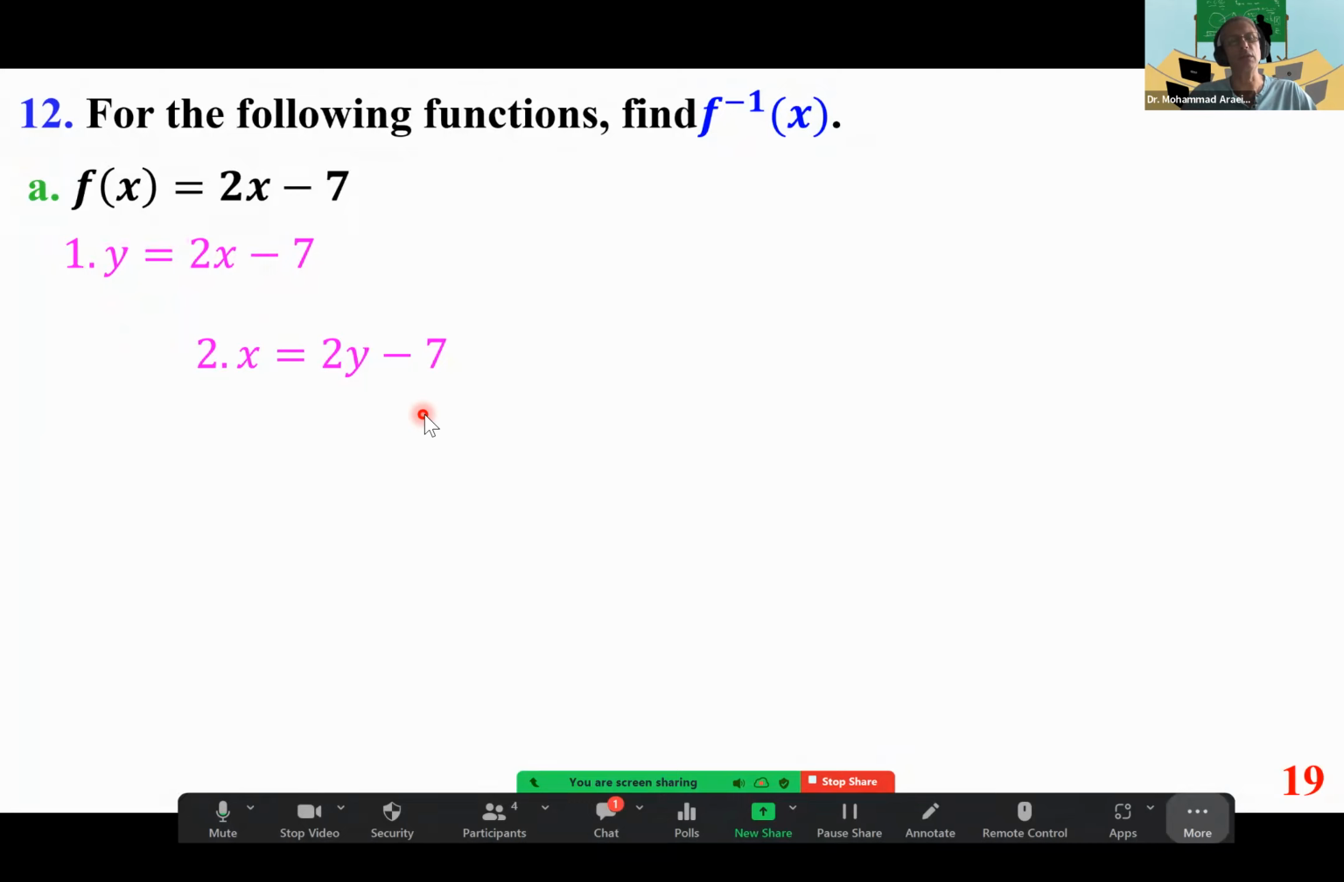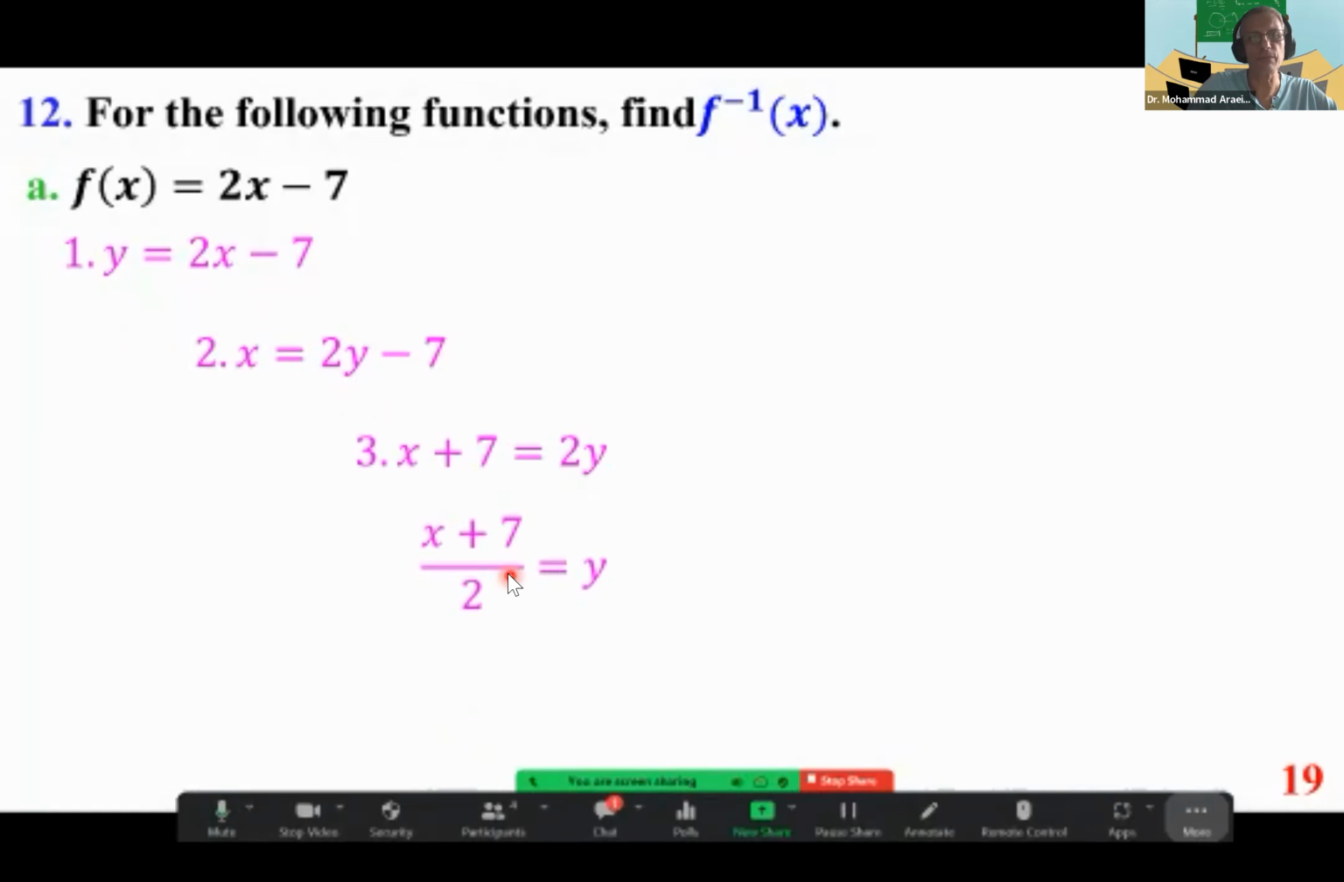However, we normally solve for y. Therefore, we are going to move on by moving the 7 to the other side and divide by 2. So move the 7 to the left. Minus 7 becomes plus 7. Let's divide both sides by 2. When we divide both sides by 2, this goes away.